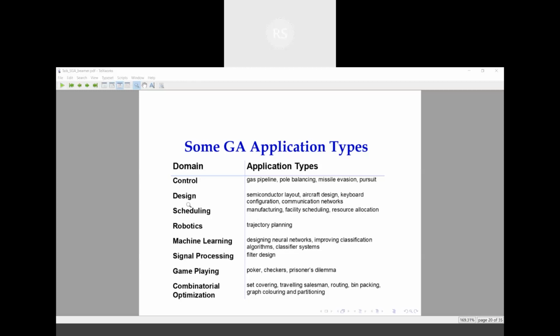Domain is control. You can read the application types: design, scheduling, manufacturing, etc. You may have some 50 machines. You have, let us say, 20 jobs. So how to utilize all the machines in an efficient manner? No machine should be idle or overused. Robotics, machine learning. Please note that genetic algorithm is a part of artificial intelligence, right? So genetic algorithm is used for machine learning also.